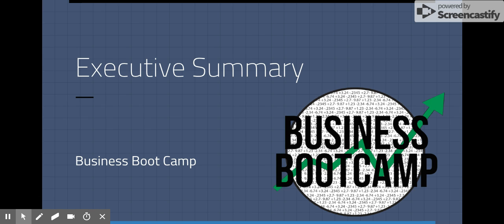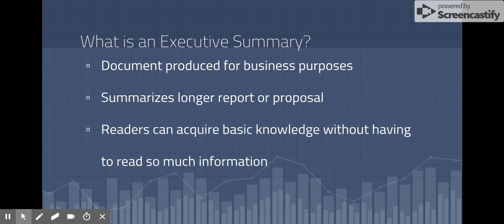Today we'll be discussing the executive summary. So one may ask, what is an executive summary? To give a brief overview, an executive summary is a document produced for business purposes. Also, it summarizes a longer report or a proposal. Lastly, readers can acquire basic knowledge without having to read so much information.